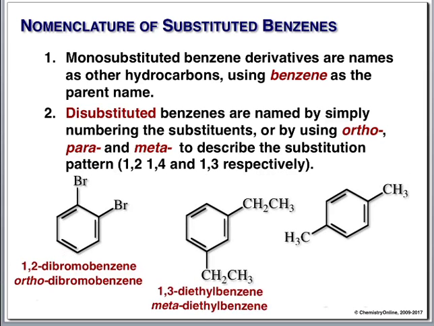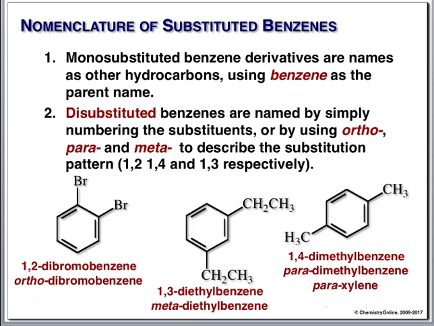If we have disubstituted, you can either name them using numbers, which is preferred, I think, or historically, ortho, meta, and para. Ortho is 1,2, meta is 1,3, and para is 1,4. Everyone will talk about para, meta, and ortho constantly. I will too. But really just think 1,2, 1,3, and 1,4. This is called paraxylene. Again, dimethylbenzenes are called xylenes.